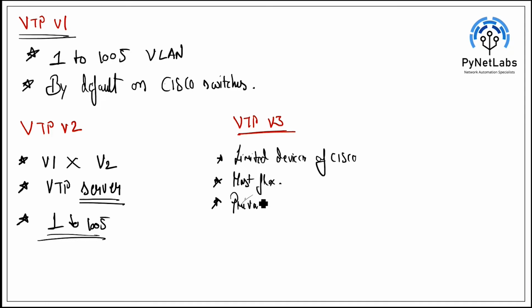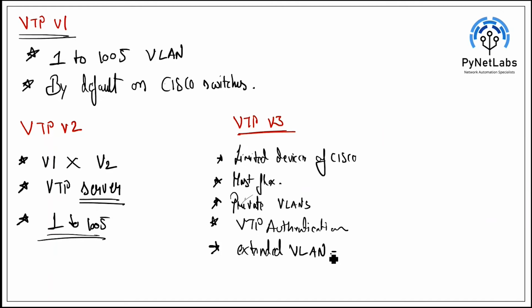Here you can create private VLANs, and it has improved VTP authentication, which is much better than version 2, because version 1 does not support authentication. It also supports the concept of extended VLANs, which is a part we skipped in the VLAN topic. This supports the VLAN range from 1006 to 4094, the number of VLANs supported by VTP version 3.